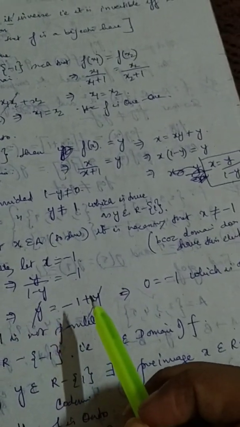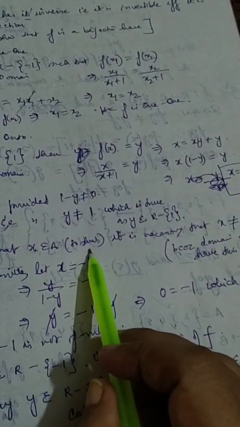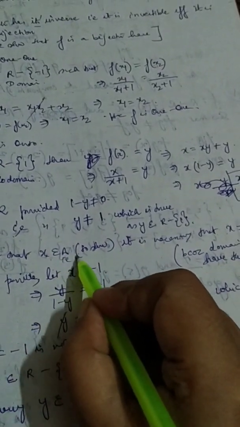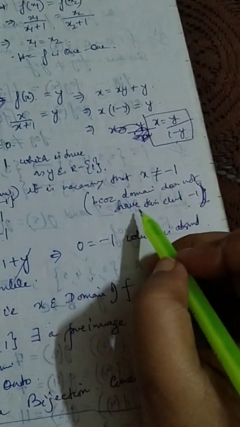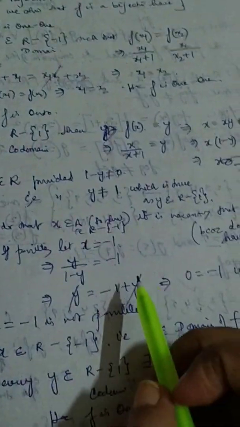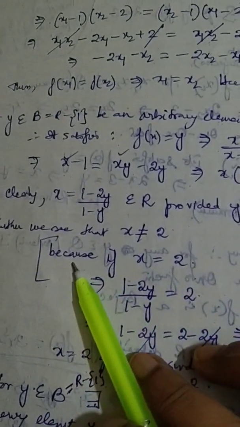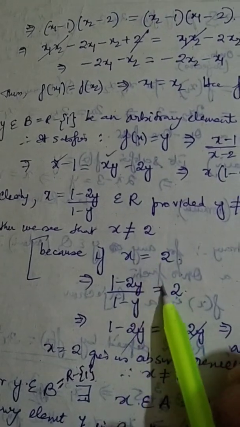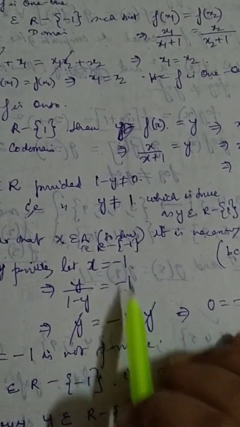Contradiction, that is what I've written first. In order that x belongs to A, meaning the domain set, that is R minus of minus 1, it is necessary that x should not be equal to minus 1. Why? Because the domain does not contain this element minus 1. I've written in words. We are doing by contradiction. If possible, there also we did, because if x is equal to 2, then what would happen? So here also we are doing that if x is minus 1, then what would happen?